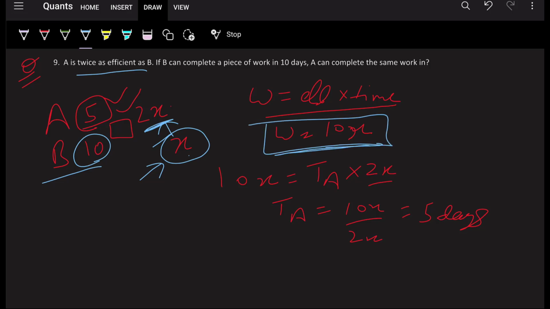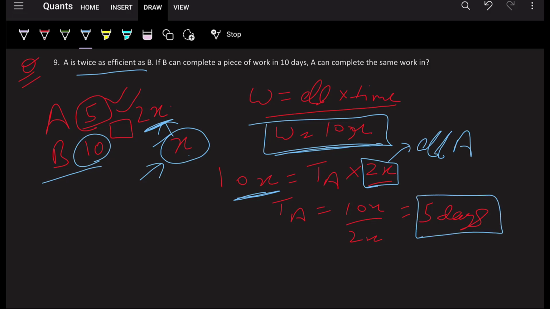Now for A, 10x will be the work, which is equal to time taken by A into efficiency of A. The efficiency of A is 2x. So time taken will be 10x divided by 2x, which will be equal to 5 days, and it will be our answer.